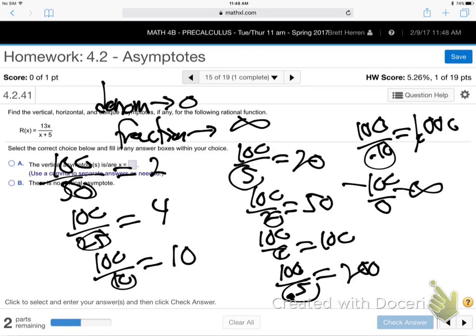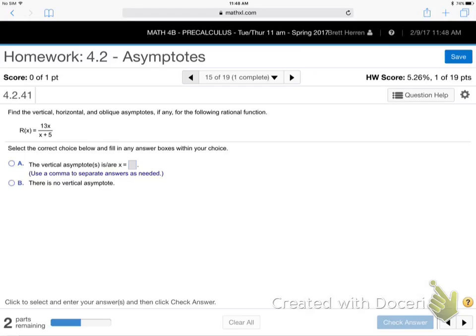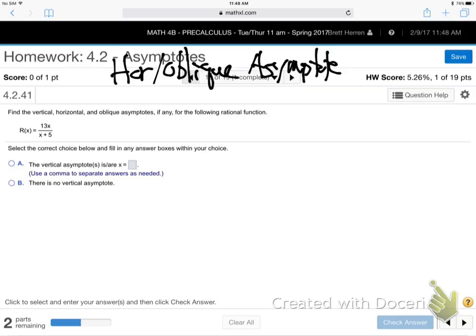All right. So that was all the vertical. Now come the rules for the horizontal or oblique. What's oblique mean again? Diagonal, slant, right?